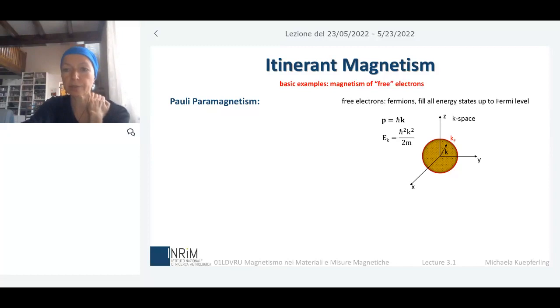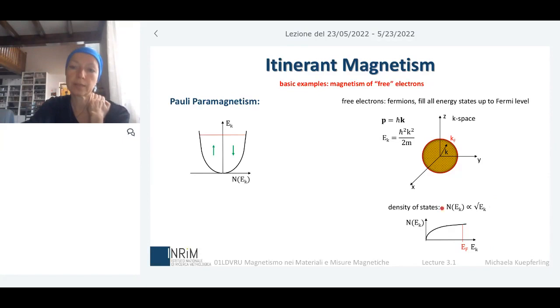since electrons are fermions, they will fill up all energy states up to a certain Fermi level. Of course, all states can be filled by spin up and spin down, and we have a density of states which is proportional to the square root of the energy. Considering this density of states and the two spin states, I just plotted it here. Usually we have equally filled spin up and spin down, and we have this energy distribution.